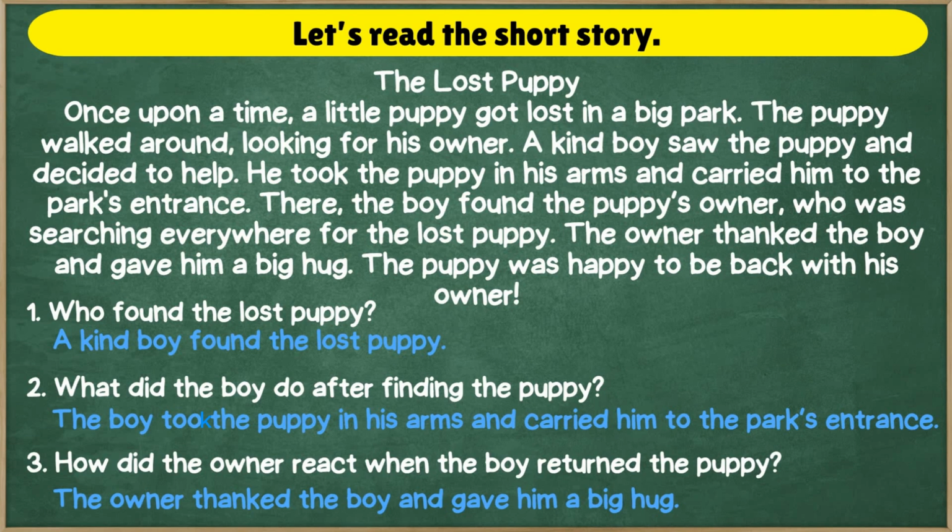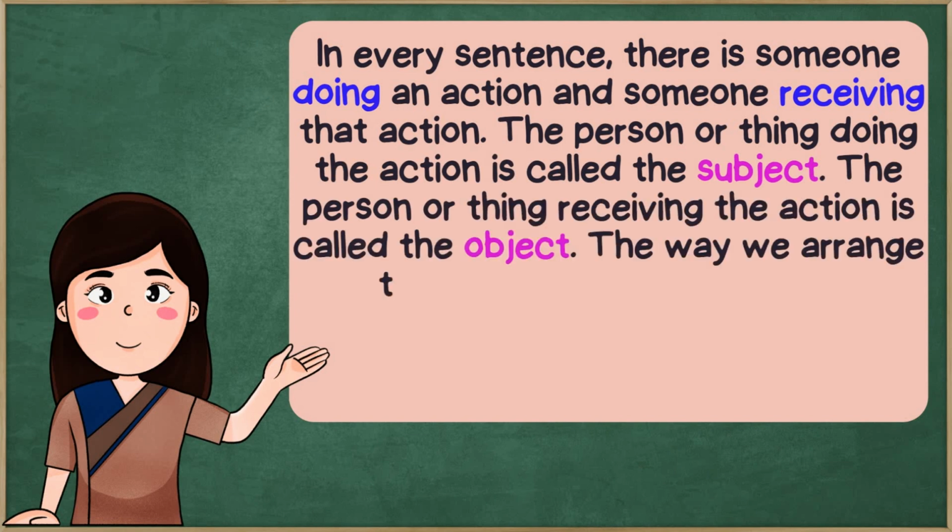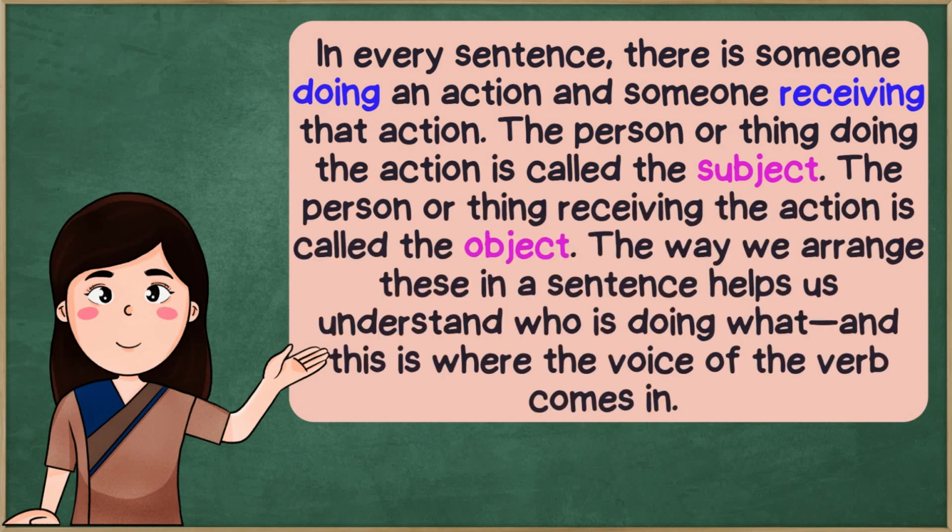Now, let's use this story to learn the voices of verbs. In every sentence, there is someone doing an action and someone receiving that action. The person or thing doing the action is called the subject. The person or thing receiving the action is called the object. The way we arrange these in a sentence helps us understand who is doing what, and this is where the voice of the verb comes in.